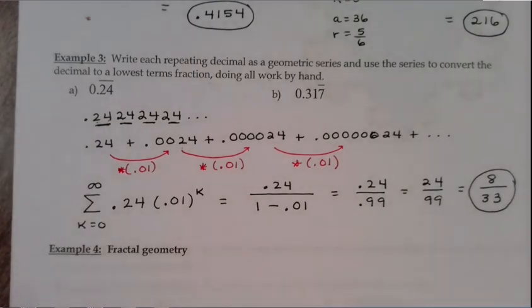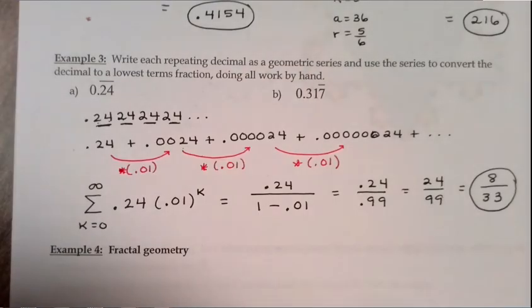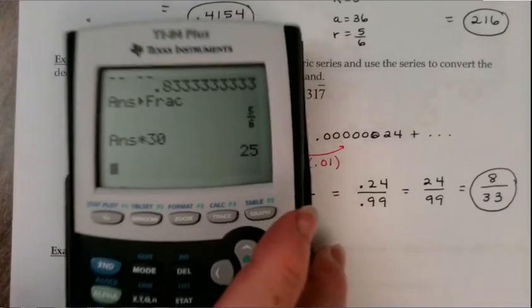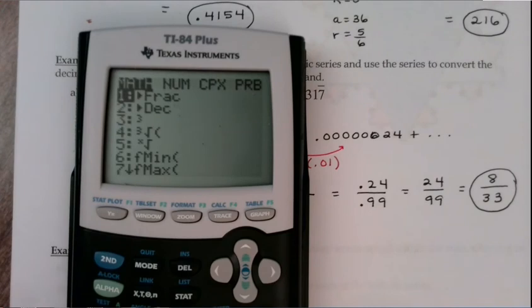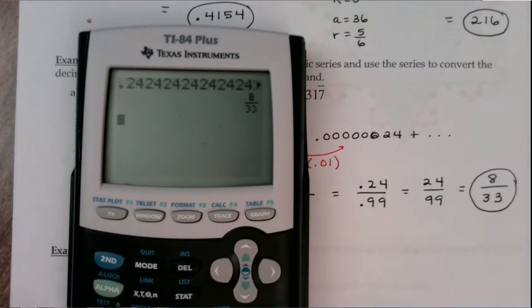By the way, if I don't break my calculator first, we can check that one. If you put enough 0.24s in your calculator, eventually your calculator will understand what you want. We go to the math menu and change to a fraction. And there it is. There's that 8/33.